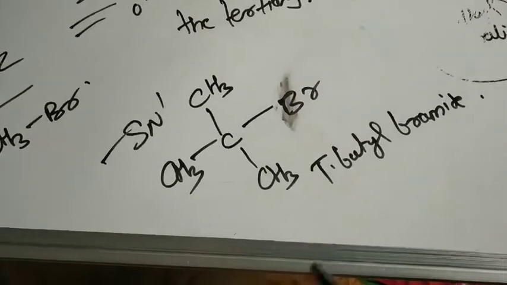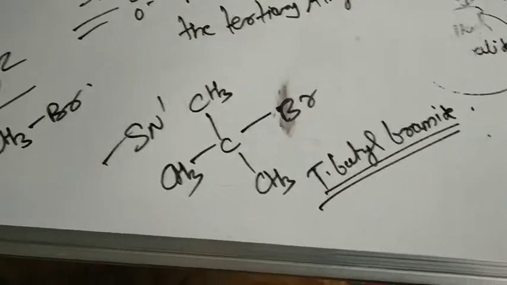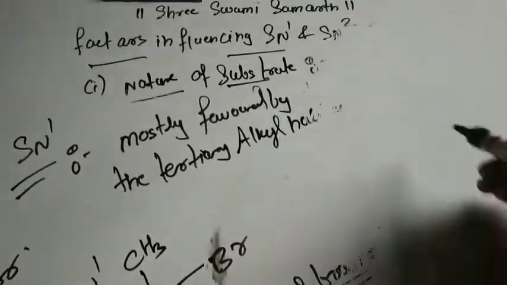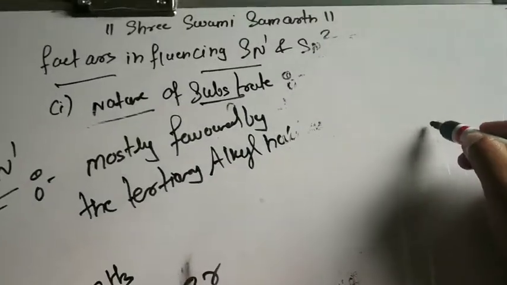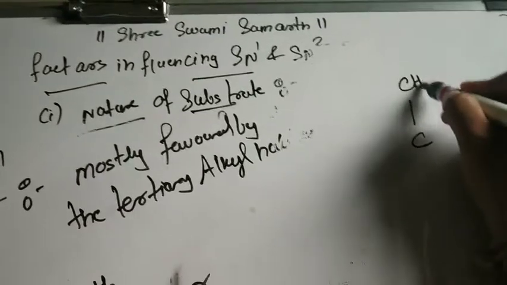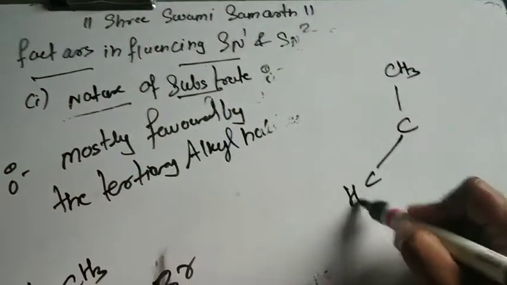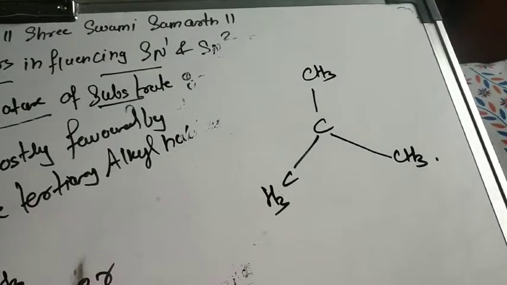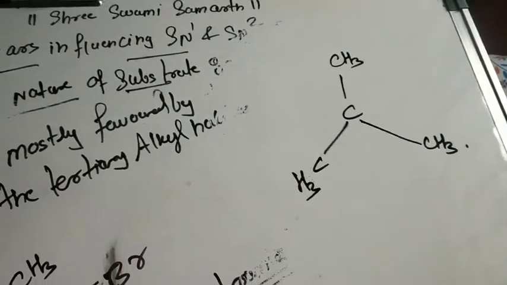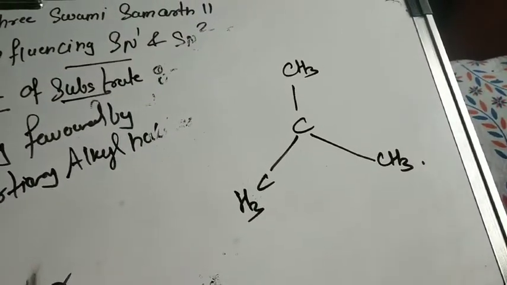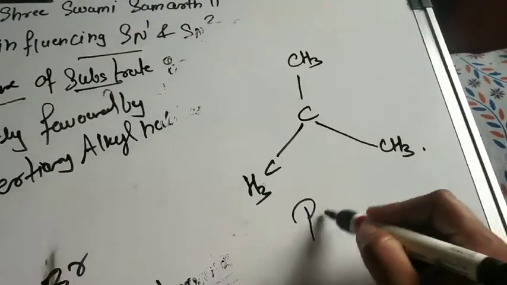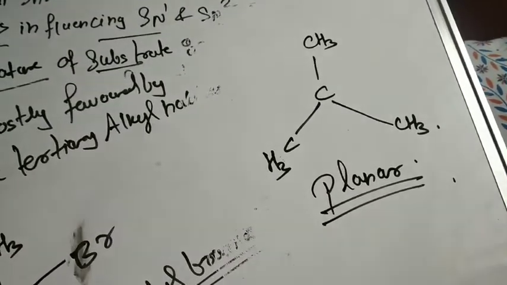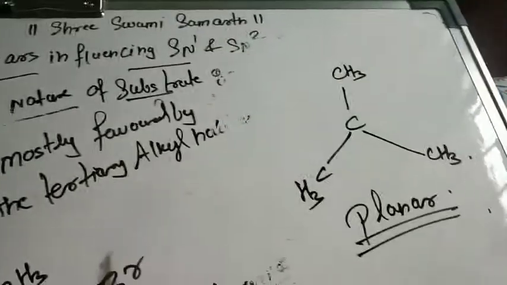Now why does this happen? Only tertiary butyl bromide? Because in this case it contains the planar structure. See, this is the planar structure, right? The structure obtained in the SN1 reaction for the tertiary alkyl halide is a planar structure. So that is why it is mostly favored by the tertiary alkyl halide only, right?